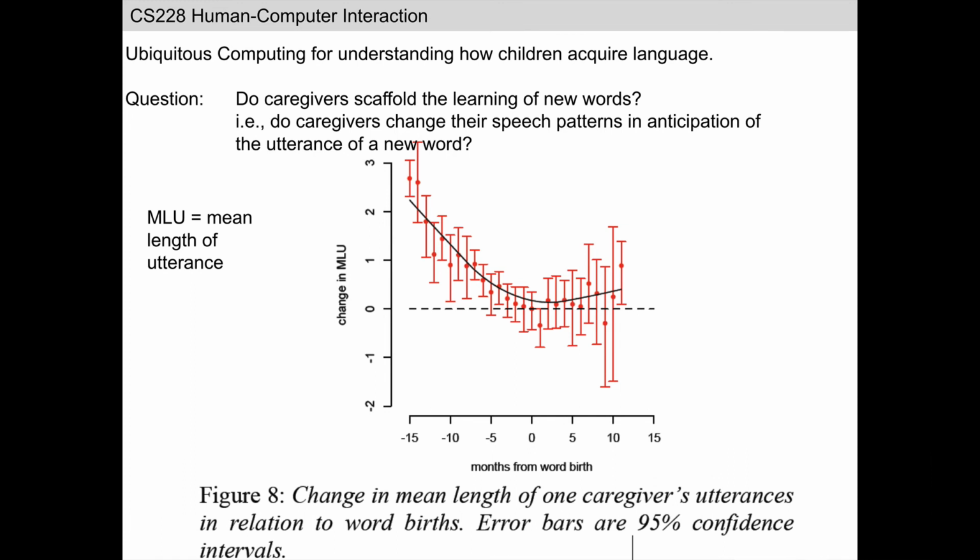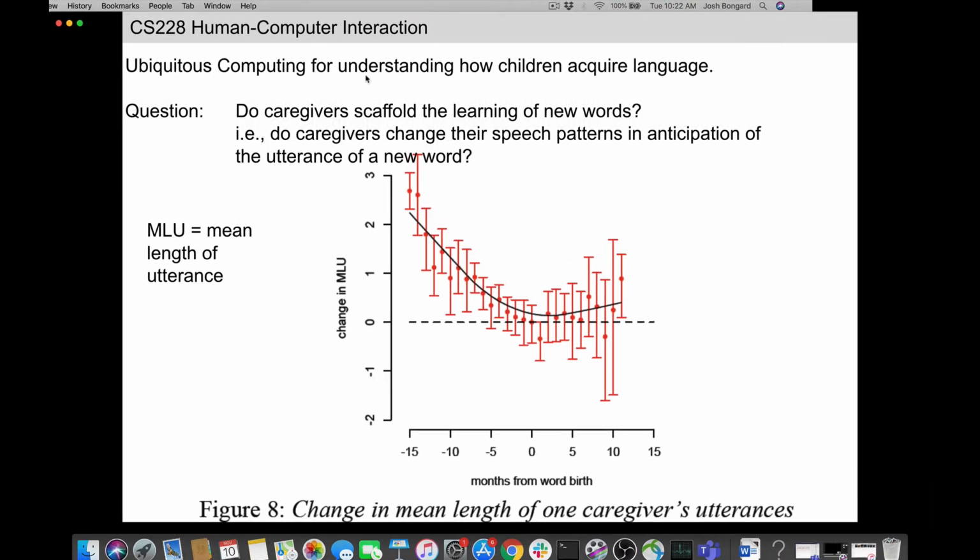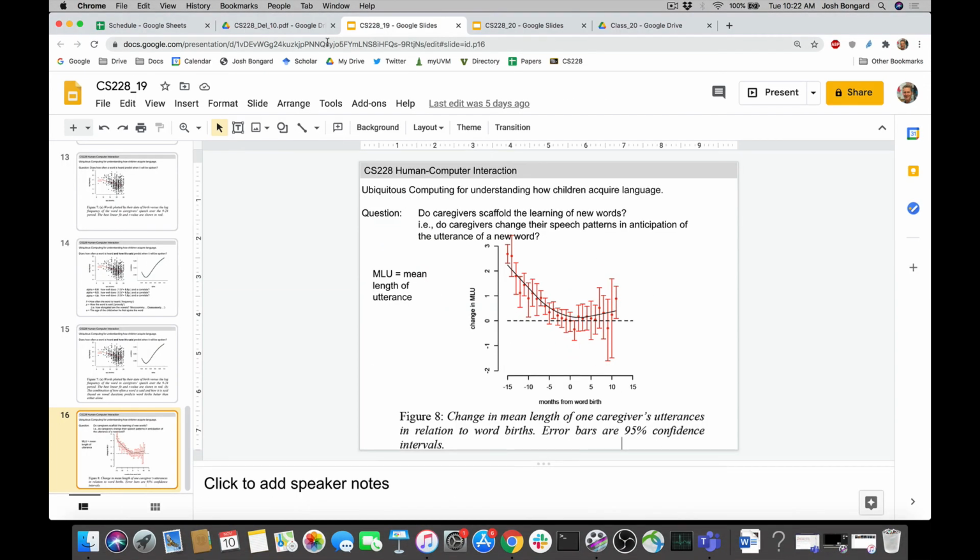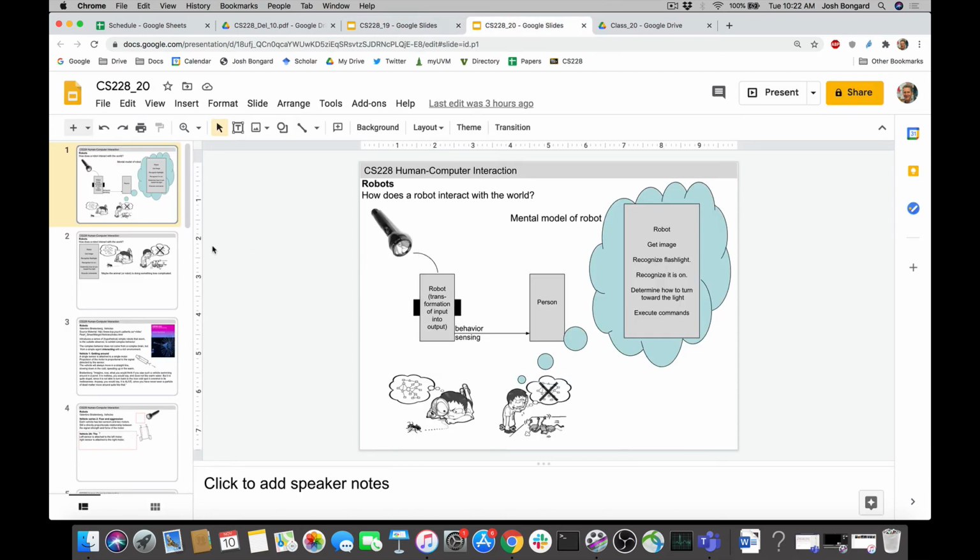Okay, that concludes lecture 19. Any questions about this particular study? Ubiquitous computing. Any questions before we move on to lecture 20, where we're going to start to introduce this third class of technology, robotics.